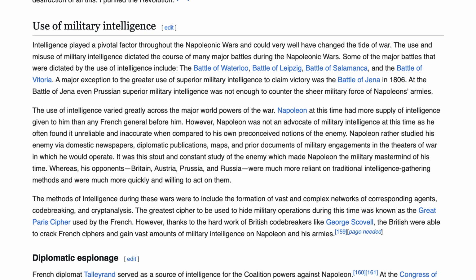The greatest cipher to be used to hide military operations during this time was known as the Great Paris cipher, used by the French. However, thanks to the hard work of British codebreakers like George Scoville, the British were able to crack French ciphers and gain vast amounts of military intelligence on Napoleon and his armies.